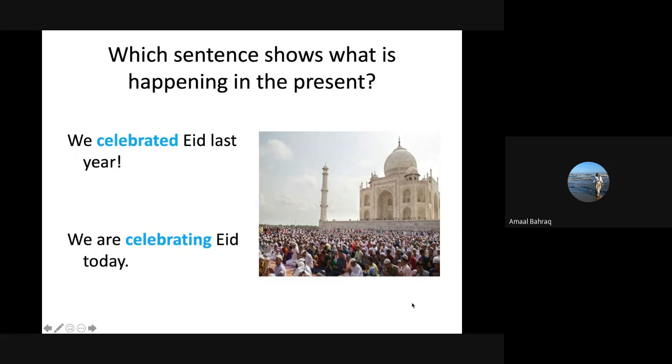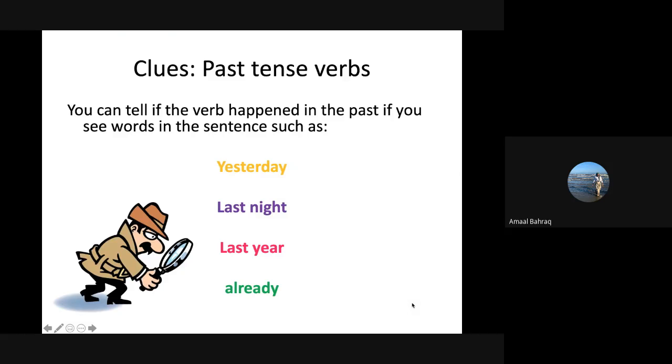Which sentence shows what is happening in the present? We celebrated Eid last year. We are celebrating Eid today. When it talks about present, we want to know what's happening now. That would be an ing. So we are celebrating Eid today.